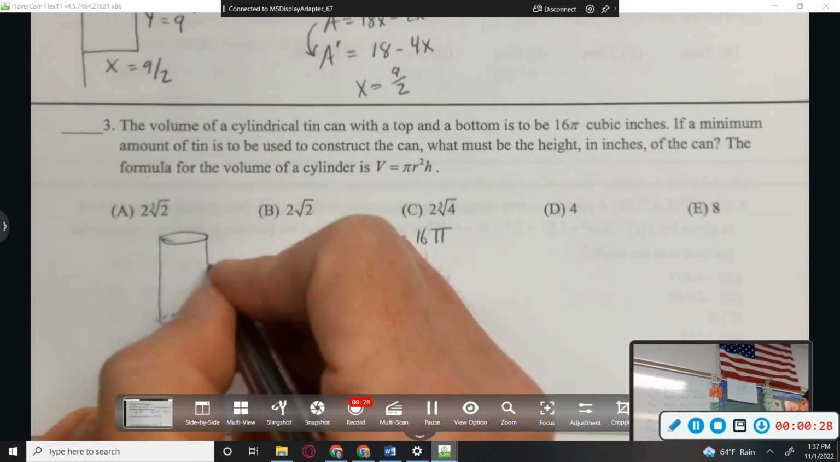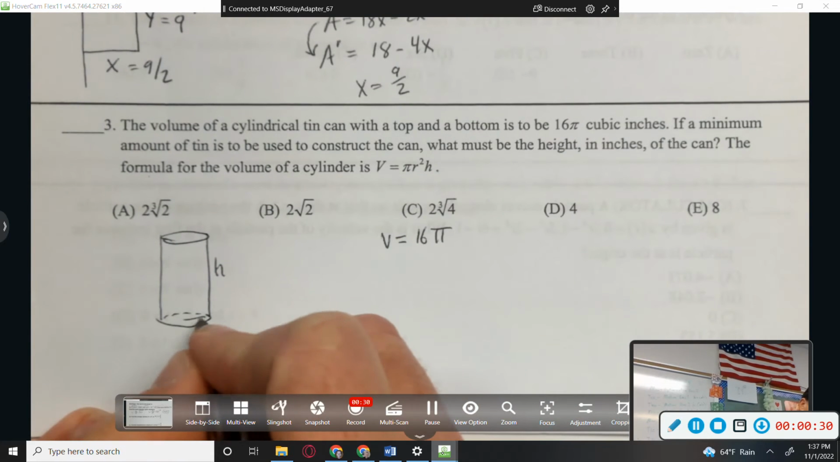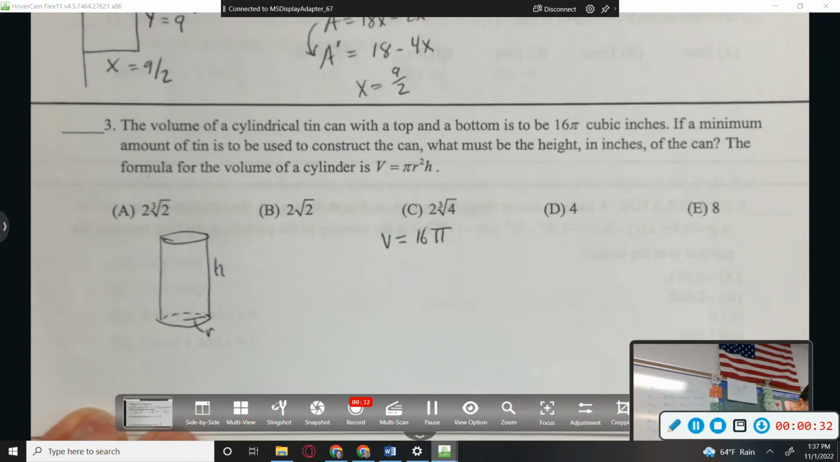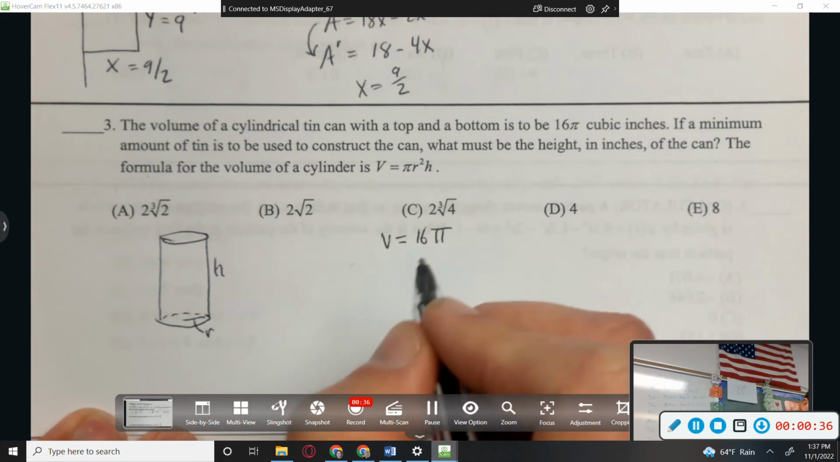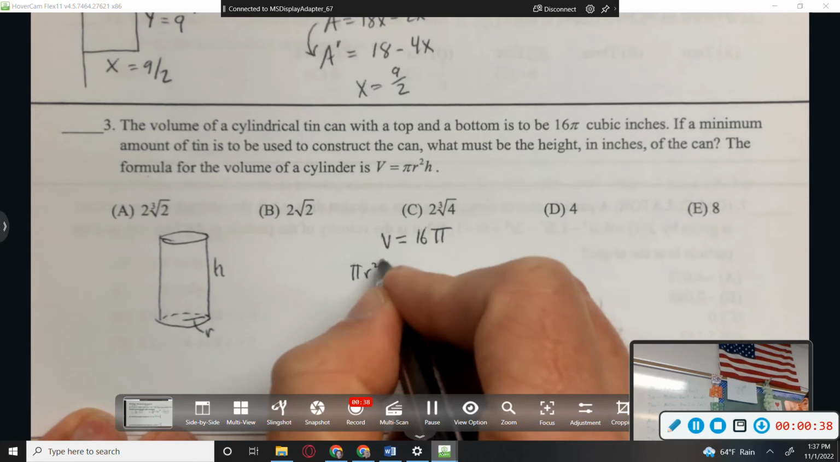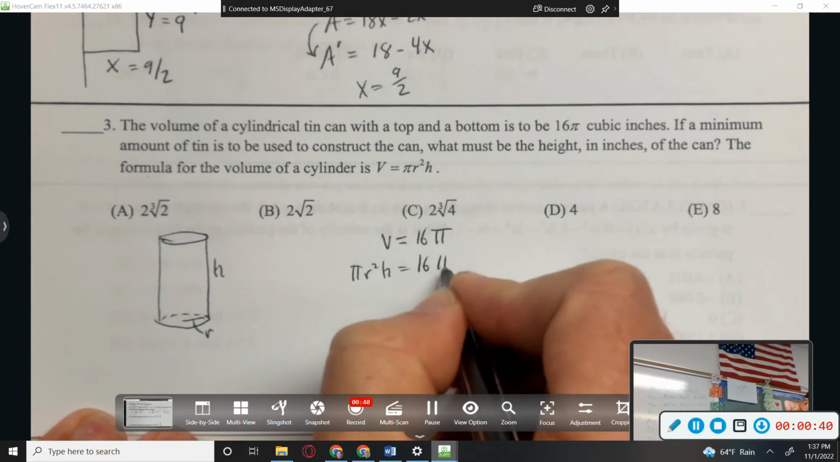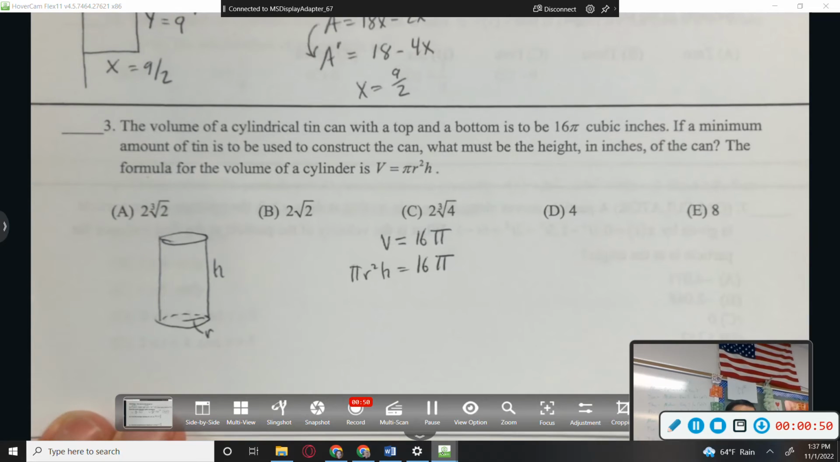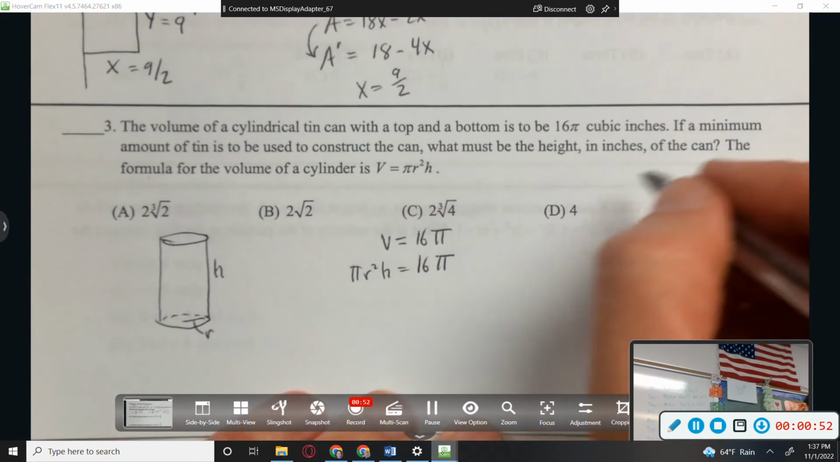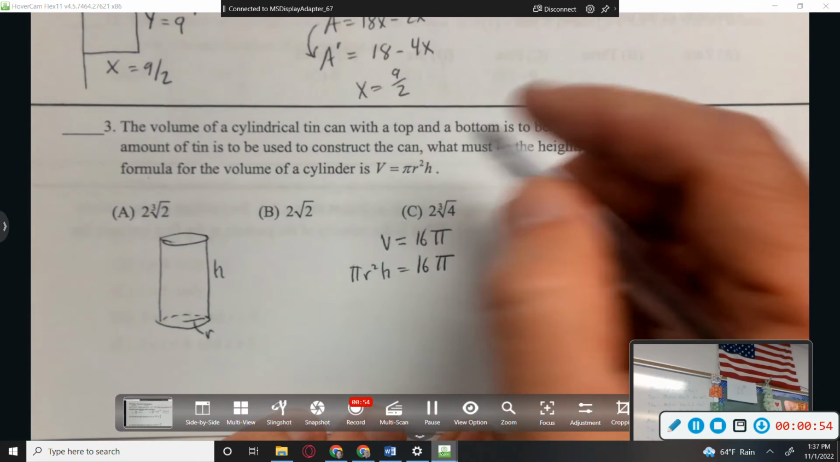So we're looking for height, but obviously there's also a radius involved. It tells us the volume: pi r squared h equals 16 pi. But that's like the helper equation, the secondary equation, not what we're maximizing or minimizing. The volume is 16 pi. What we're minimizing is the amount of tin.